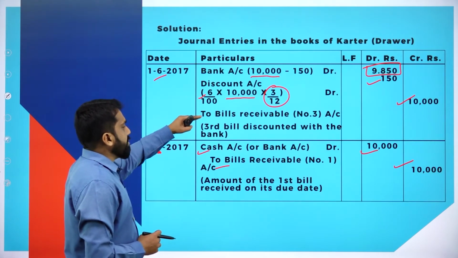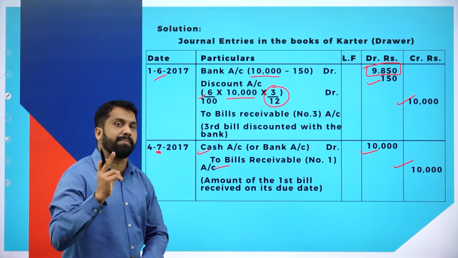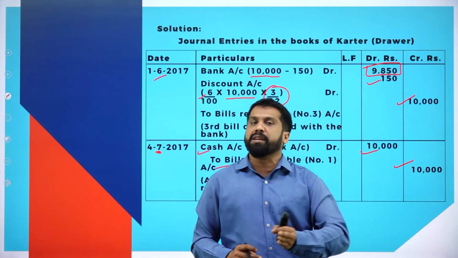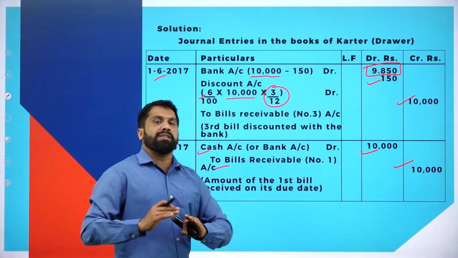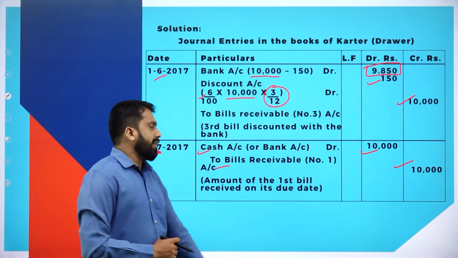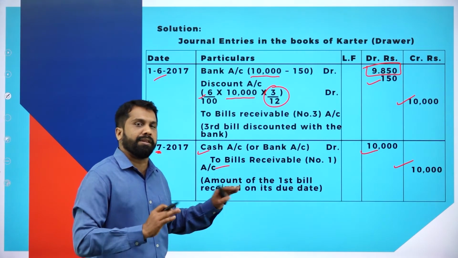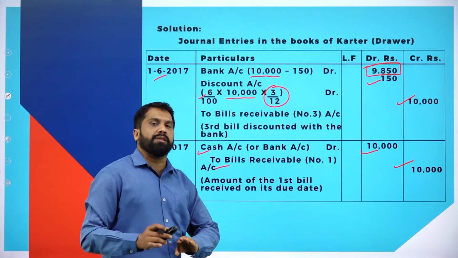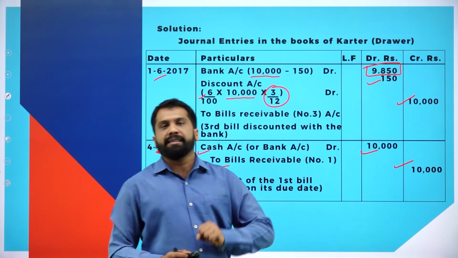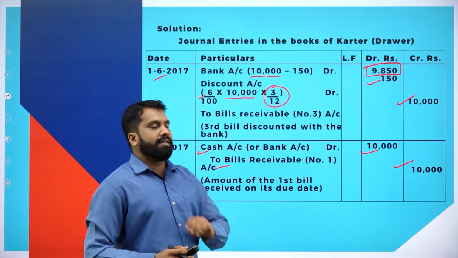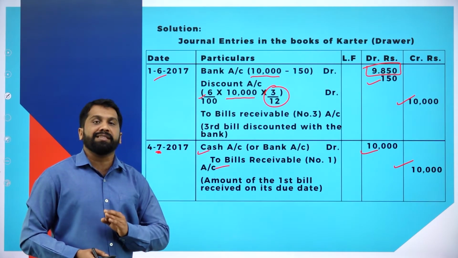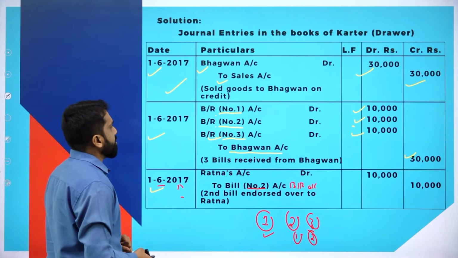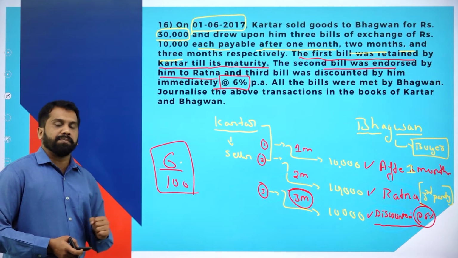Now, once that is done, go for the last one, bill number 1. Bill number 1, nothing happened. It is not even transferred, not even discounted. Normally, after 1 month, it is collected from the customer. So it will be your 10,000 and 10,000, actual whatever has to be collected, it is collected. Clear? This is all your journal entry in the books of drawer or seller. Please take a screenshot of these things. This is your question.